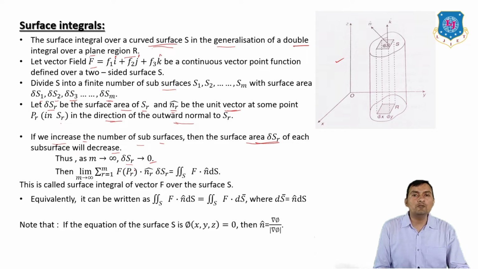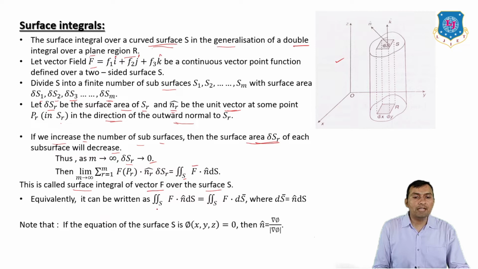Also, we know that integration is nothing but the sum of all the partitions. So we are extending that concept to double integration. So, the limit as n tends to infinity of the sum from r equal to 1 to n of F of PR dot n cap R delta SR will be the same as the double integration over the surface S of the vector field F dot n cap dS. And this integral is called the surface integral of the vector field F over the surface S.